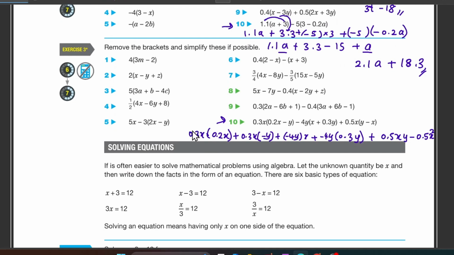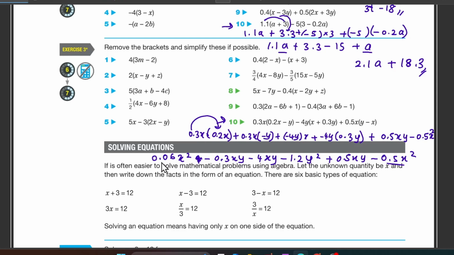Okay, these two, multiplying the numbers, I get 0.3 times 0.2 is 0.06x square, plus, no, sorry, minus 0.3xy. Here also minus 4xy. Here I get minus 1.2y square plus 0.5xy minus 0.5x square.